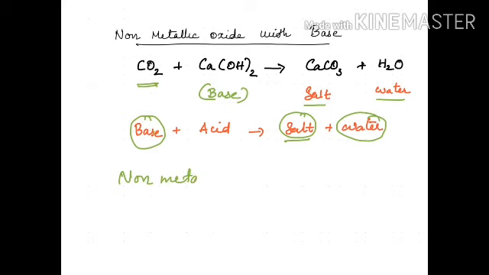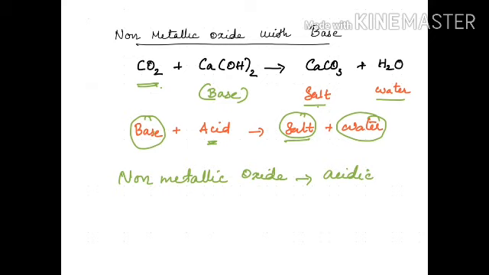So what can we infer from here? What we can observe is that non-metallic oxides are acidic in nature. They have the property of acids. They behave like an acid. That is why when a base reacts with a non-metallic oxide, it produces salt and water.